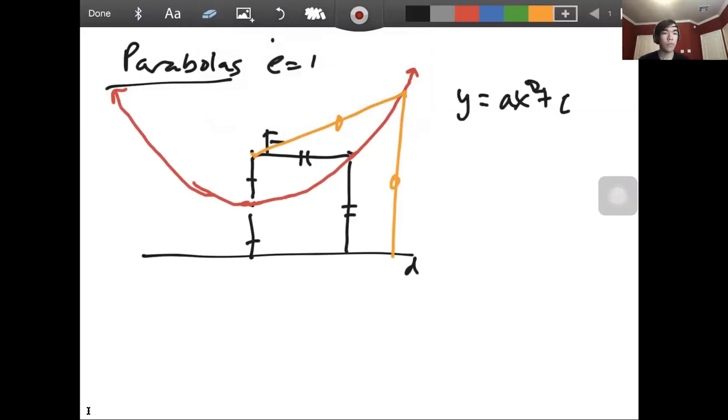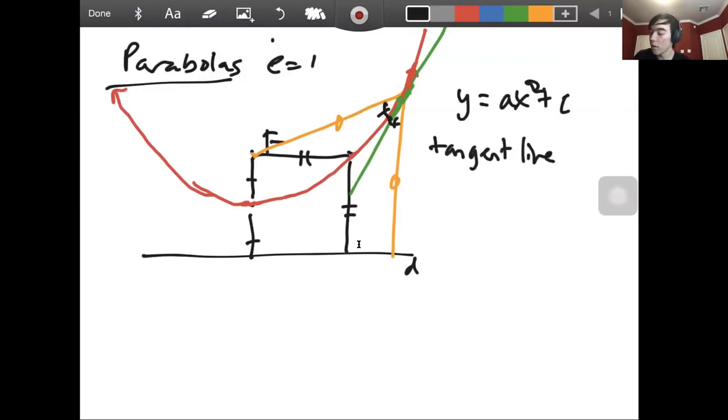So what's special about this? There's a lot of stuff about parabolas. A cool similarity it has with ellipses is a special thing about the tangent line. If you take a tangent line at this point, guess what? These two angles are equal. So similarly, the tangent line bisects the focus line and the directrix line. I don't know what to actually call them, so I'll just call them focus line and directrix line.